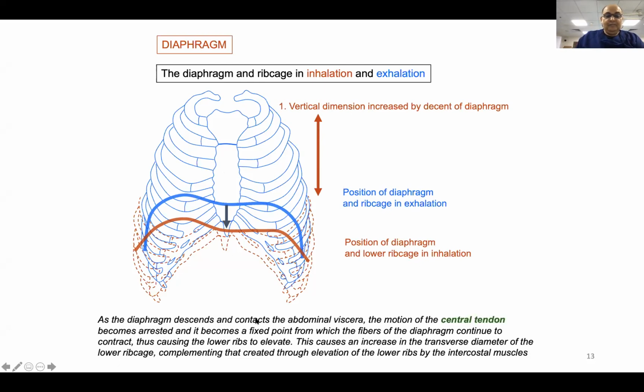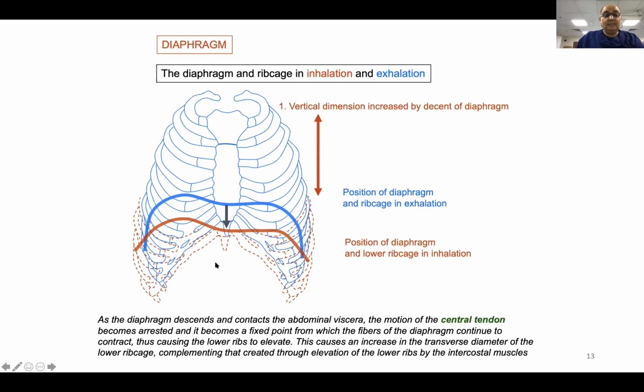So the diaphragm descends and contracts the abdominal viscera. The motion of the central tendon becomes arrested and it becomes a fixed portion from which the fibers of the diaphragm continue to contract, thus causing the lower ribs to elevate. This causes an increase in the transverse diameter of the lower rib cage, completing that created through elevation of the lower ribs by the intercostal muscles.